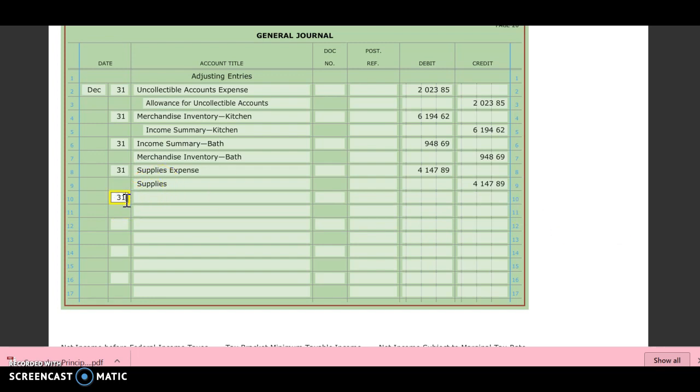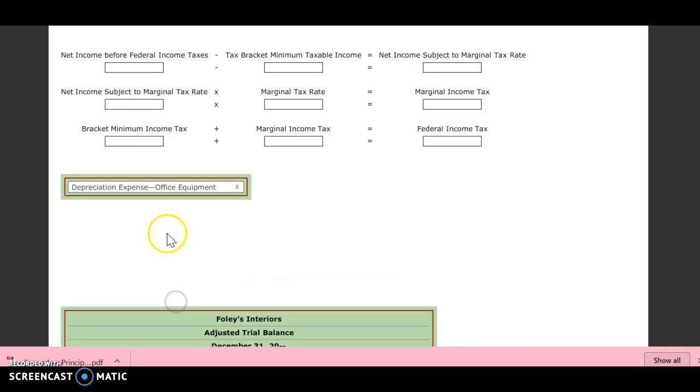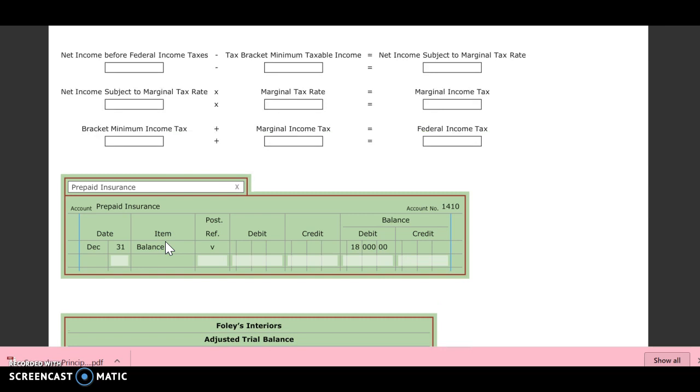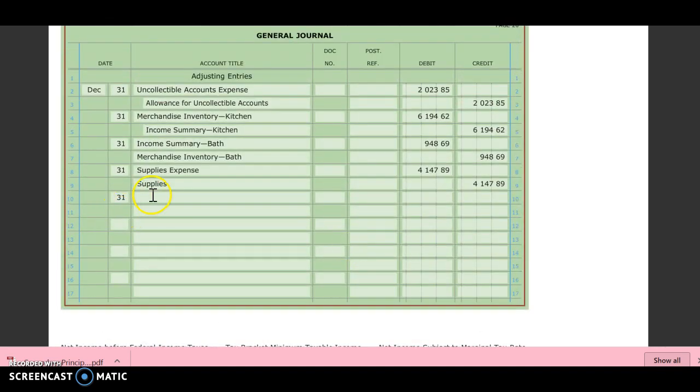Okay, next one, prepaid insurance. Prepaid insurance right now shows as 18,000, but it should be 2,500. Find the difference. We need to decrease this account to 2,500, so that means we're going to credit it for 15,500, and that means that we'll debit our expense account, so insurance expense for 15,500, and credit prepaid insurance for 15,500.